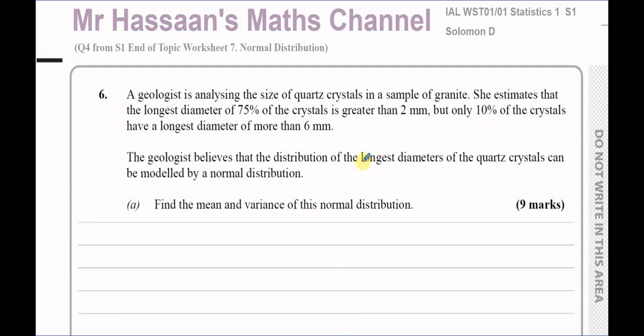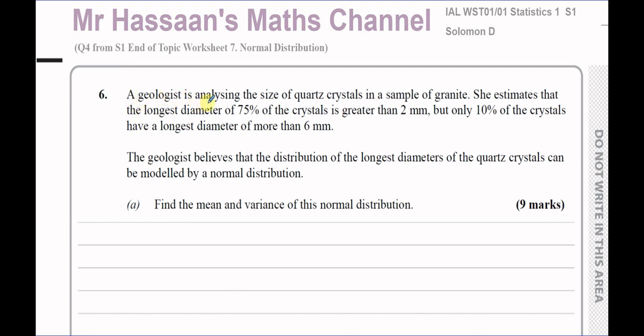I'm now answering a question requested by one of my students at school, from one of the end of topic worksheets that I give them. This is on S1, the worksheet on normal distribution, taken from the Solomon D collection from Statistics 1, and this is question number 6 from that worksheet. It's a question where we are dealing with normal distribution.